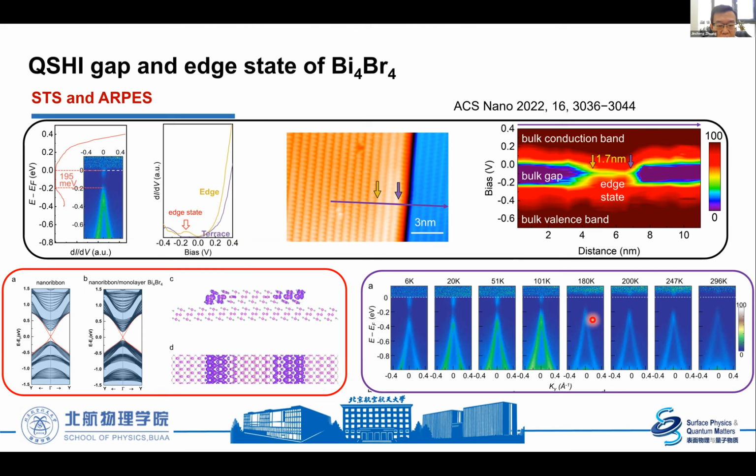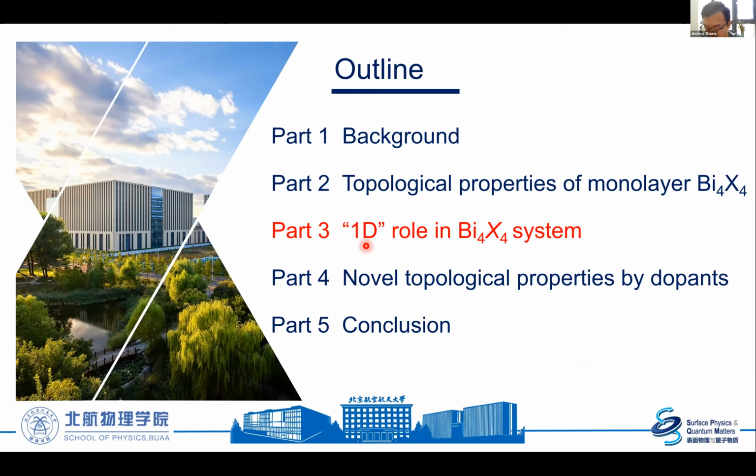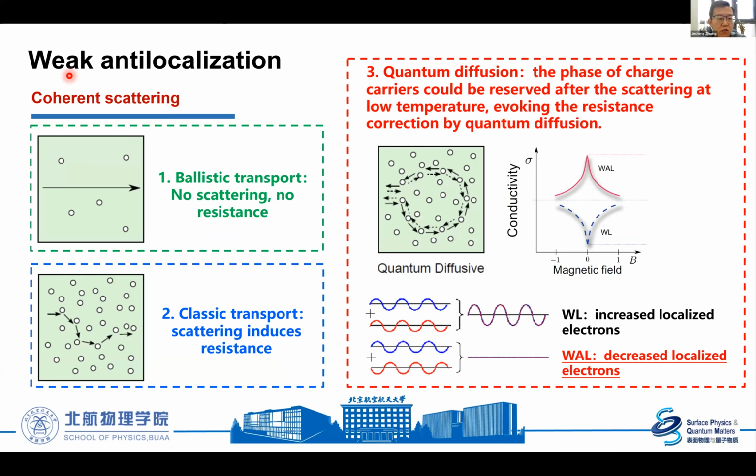After we investigate the topological properties of the monolayer case, we focus on the research of one-dimensional modes in this system. Before we talk about this, we introduce the concept of weak anti-localization. When the channel carriers transfer, if there is no scattering, there is no resistance, which is correlated to ballistic transport. In a real material, there are lattice vibrations and lattice disorders, which contribute to scattering, and then resistance occurs.